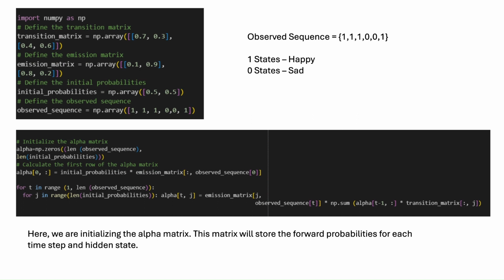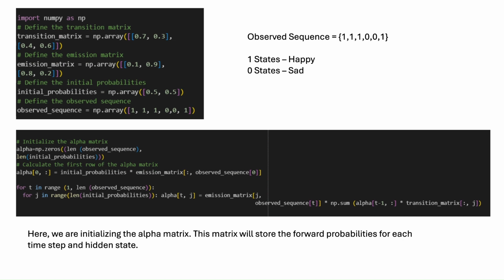The transition matrix is a matrix that represents the probabilities of transition between hidden states. Each row corresponds to the probability of transitioning from one state to all other states. The emission matrix represents the probability of observing each possible observation given each hidden state. Initial probability, this array represents the initial probability of being in each hidden state at the start of the sequence. Observed sequence array contains the observed sequence of the emission.